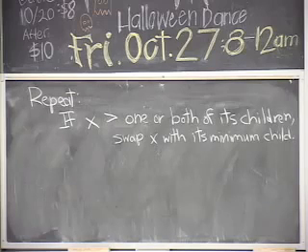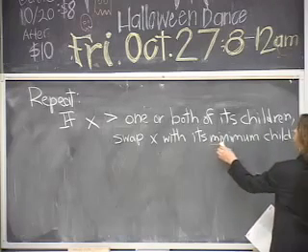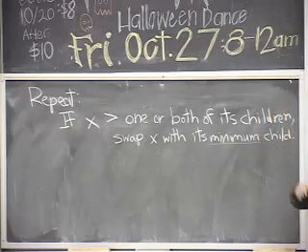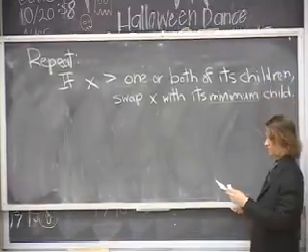Now, notice that I did not say swap x with any child that x is bigger than. I said swap x with its minimum child. So if x is bigger than one of its children, you have to check both children and figure out which child is the minimum one, because that's the only one that is eligible to move up. And so that's the algorithm.